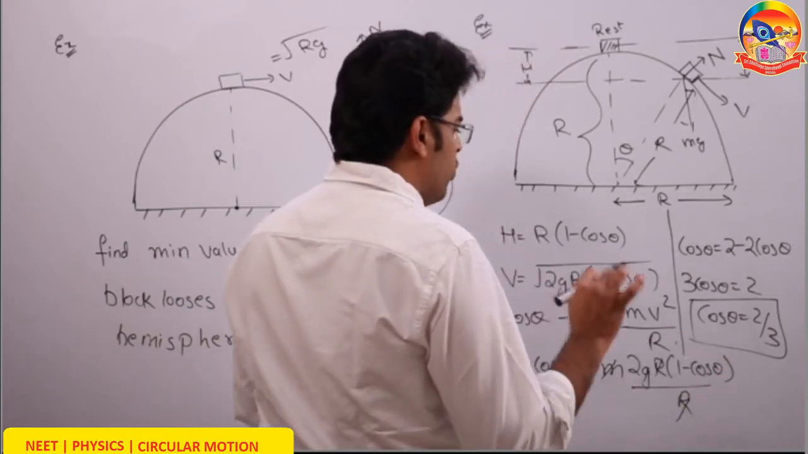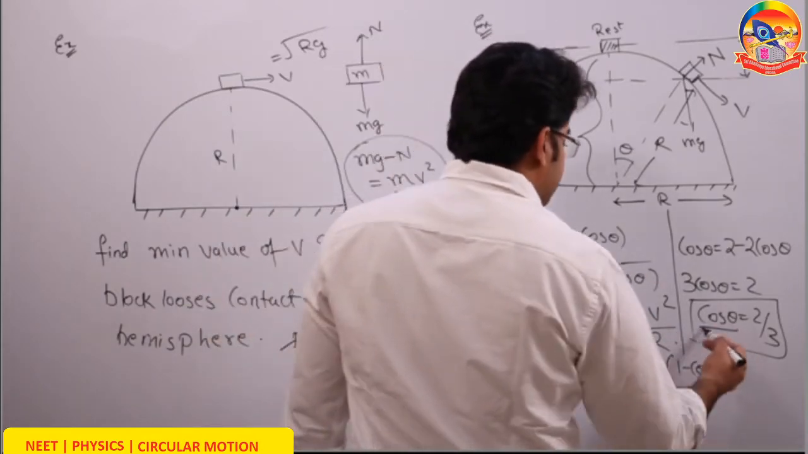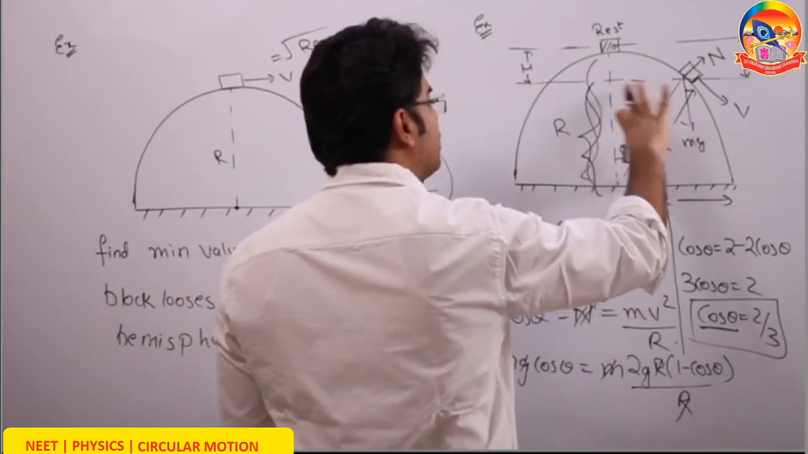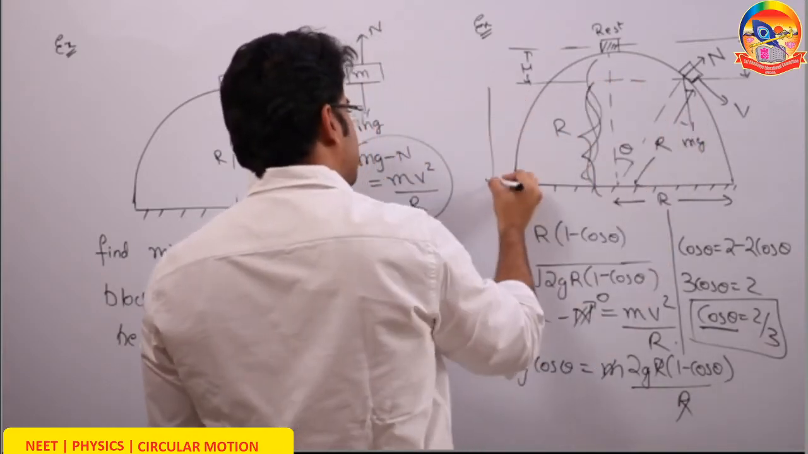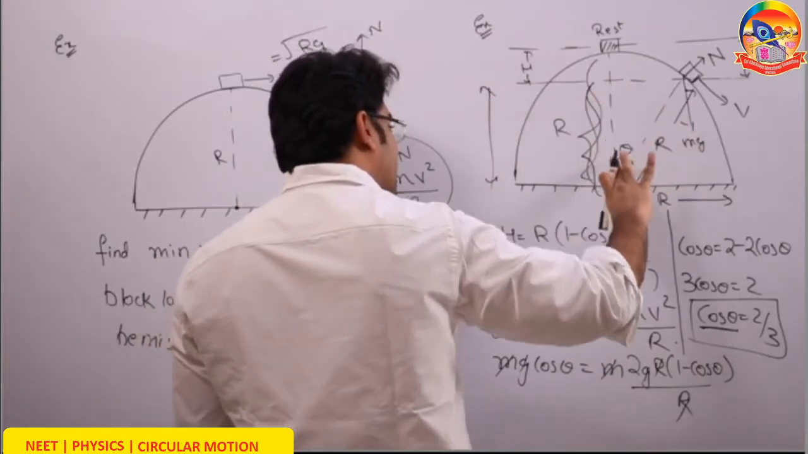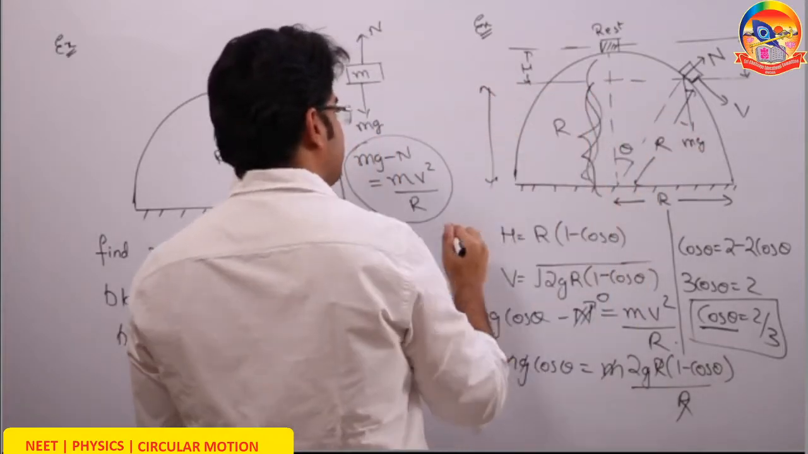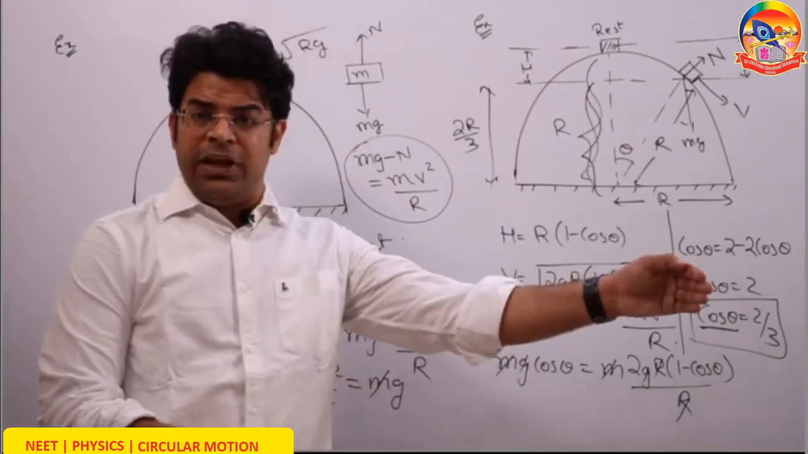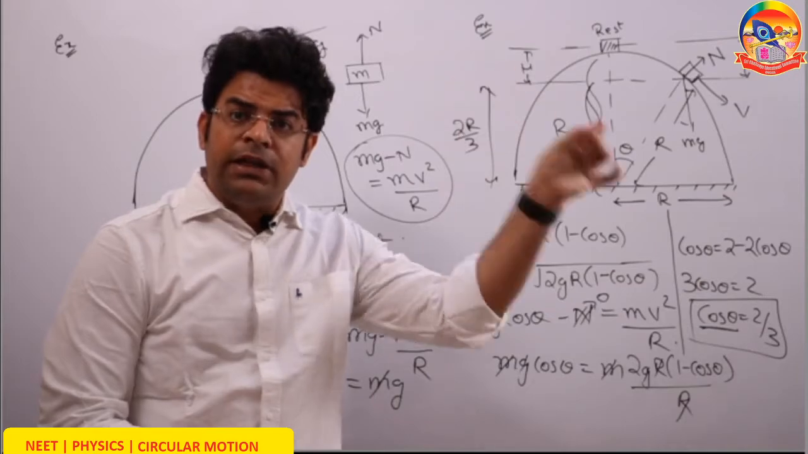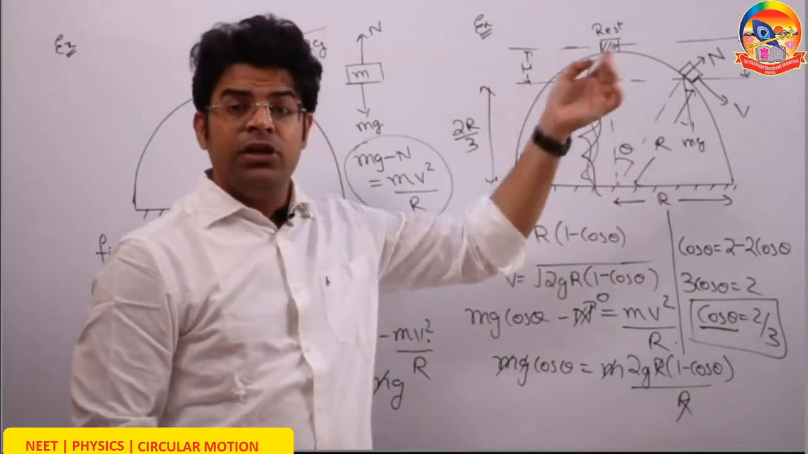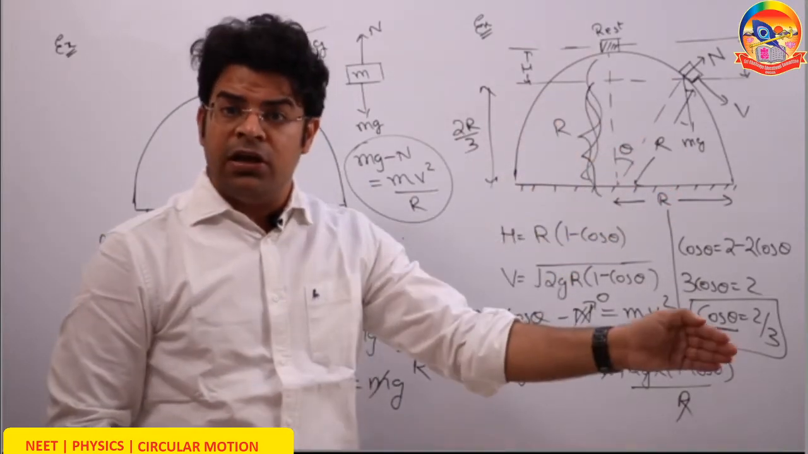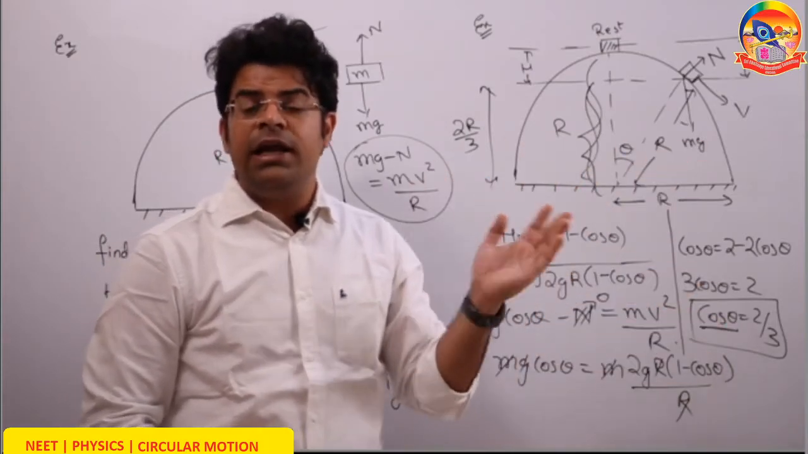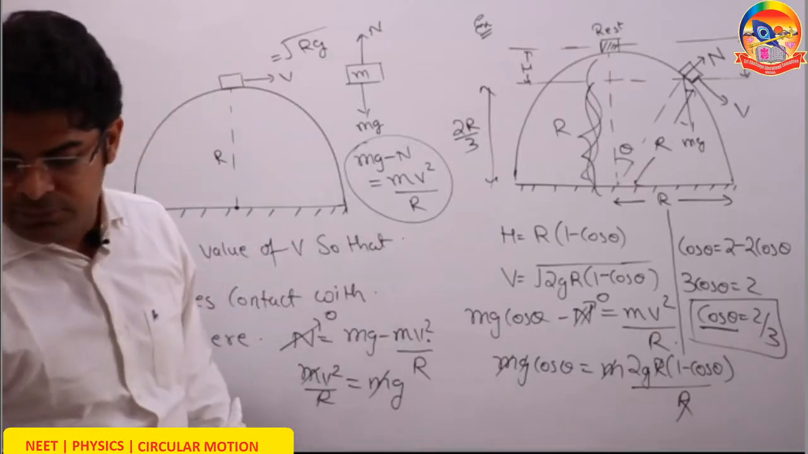But there is one more fun fact here. When cos theta equals 2 by 3, what will be this height? This height is r cos theta. So the block loses contact at a height r cos theta above the base, that is at a height 2r by 3. So if the radius of this dome is 15 meters, the block will lose contact at a height of 10 meters. If the radius of the dome is 21 meters, the block will lose contact at a height of 14 meters, that is at a height 2r by 3 above the base.